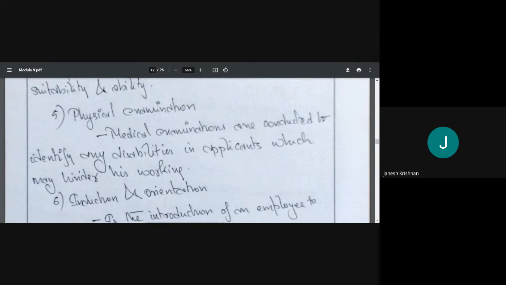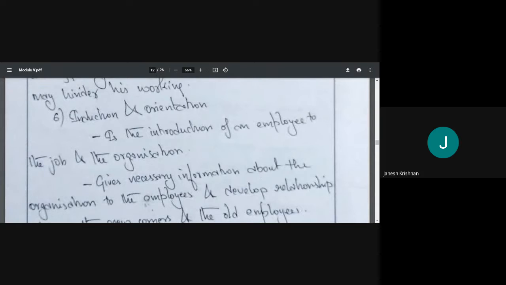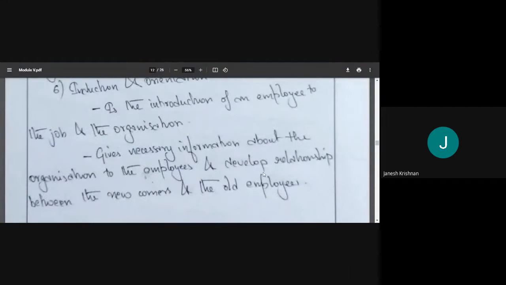Right? Then comes induction and orientation. Okay. So induction means it gives the introduction to the company. So an employee has passed all the things and he has been selected. This is the introduction of an employee to the job and the organization. So now he knows he has to work as a programmer. Now what is being expected of him? What all he has to do. All these things will be explained to him. Introduction will be given about the job he has to do and about the organization.